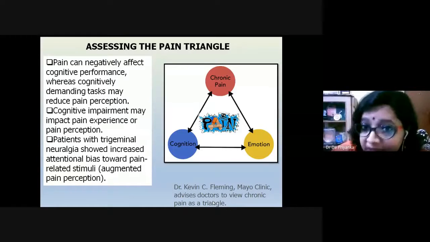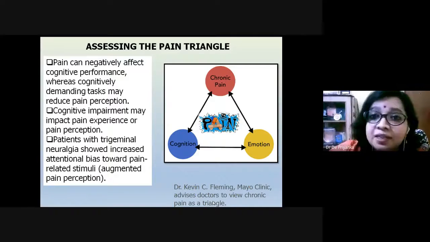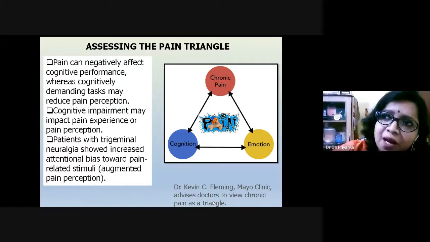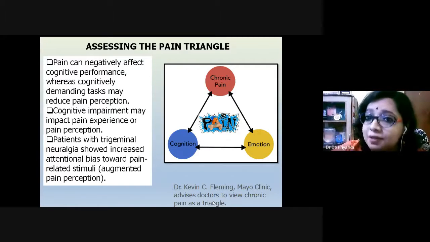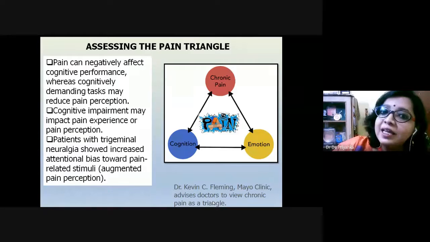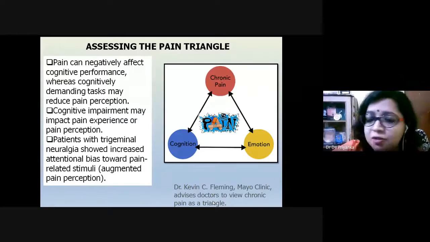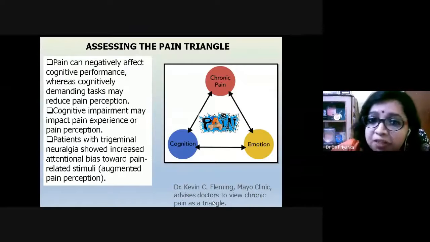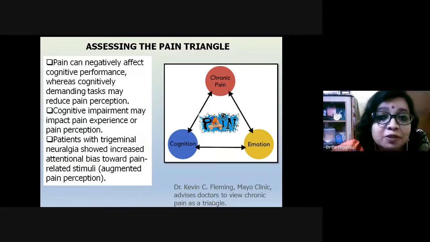So it has been seen that pain can negatively affect cognitive performance, whereas cognitively demanding tasks may also reduce pain perception. That means if our brain is hijacked by some other good or positive thought processes, we often forget pain. I'm talking about chronic pain in this case, remember. So pain can negatively affect your performance. If you feel that you are in pain, you cannot concentrate on any other particular work. But on the other hand, if you can distract yourself, then the pain perception will also be diminished in that scenario.